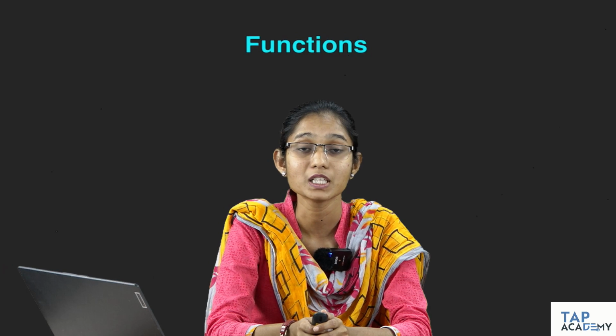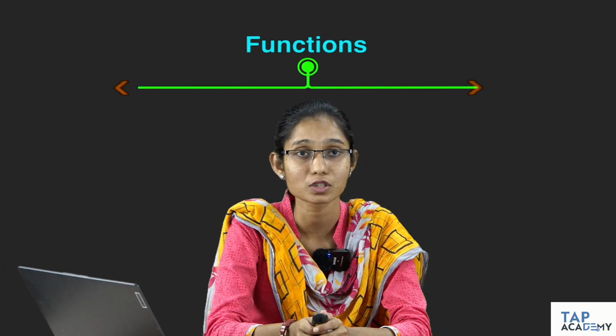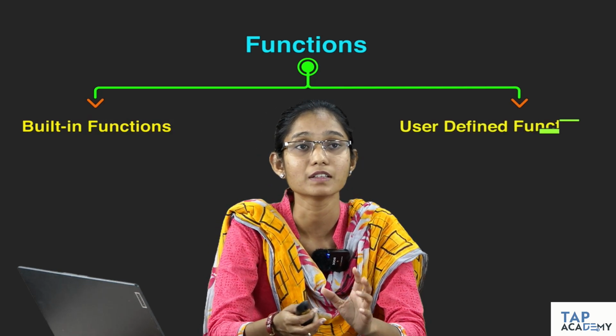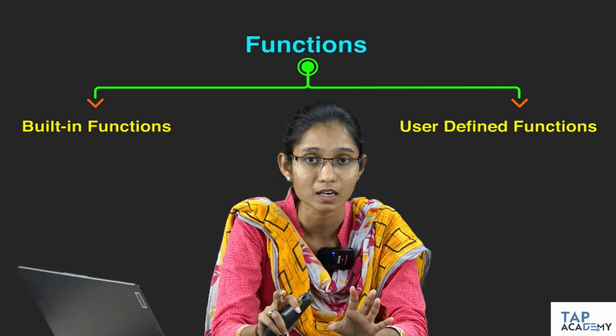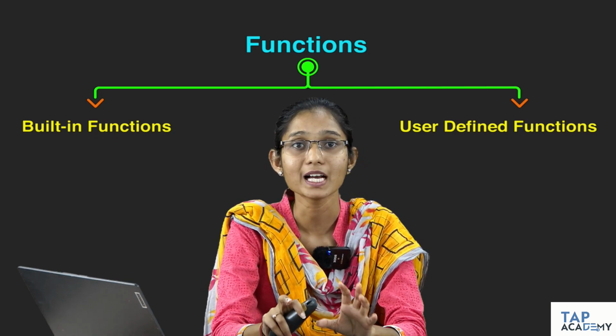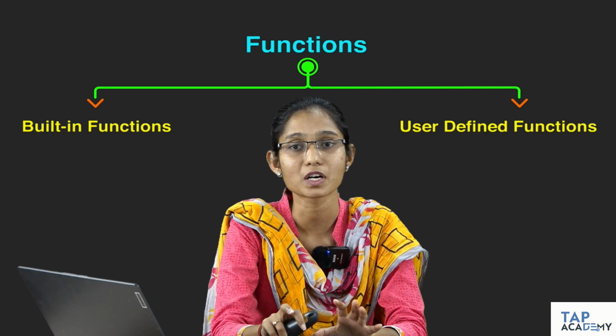In the last class, we started with functions, right? So we have seen there are two types of functions. The first one is the built-in functions, and the second one is the user-defined functions, right? In that we have also seen the sub-functions, like how many we have in the built-in functions and in the user-defined. User-defined we have not started. We have not discussed anything about the user-defined functions, but we have seen the built-in functions.